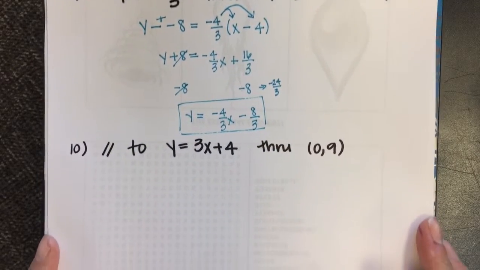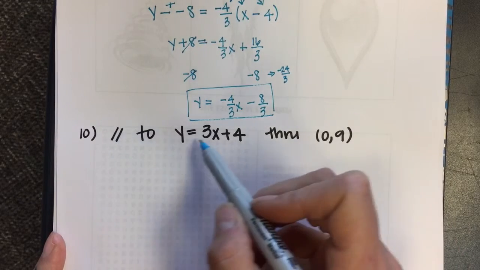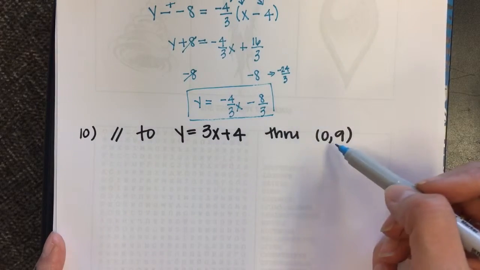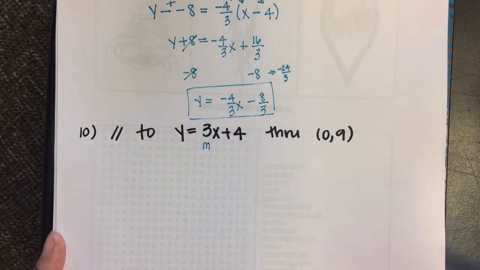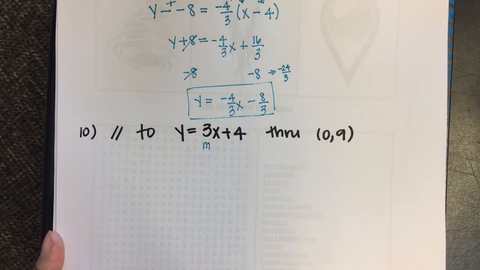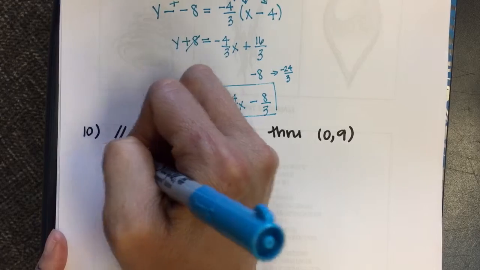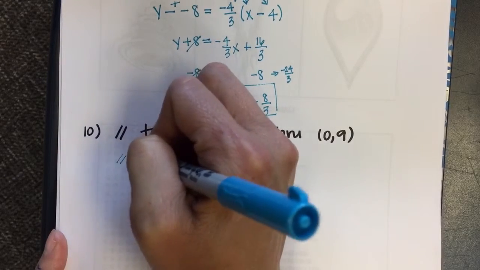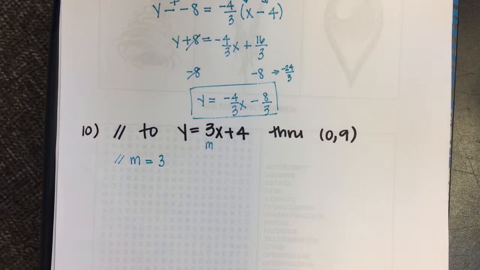Number 10 gives you an equation of a line. They want you to write one parallel to this line through the point 0,9. So the slope of this line is the number in front of x, or the 3. If this line has a slope of 3 and I want to write the equation of a line parallel to that, I know that parallel lines have equal slopes, so the slope of my line will also be 3.